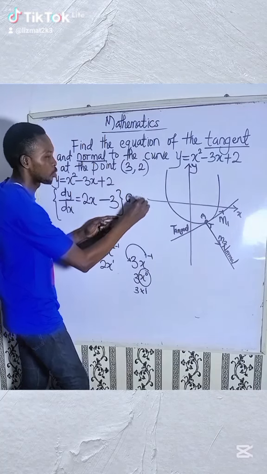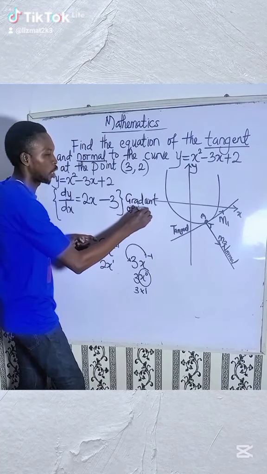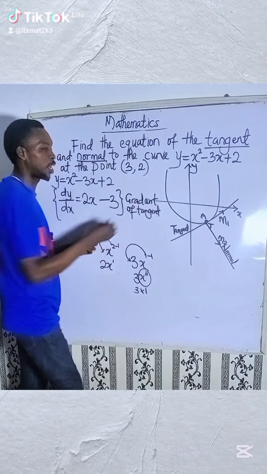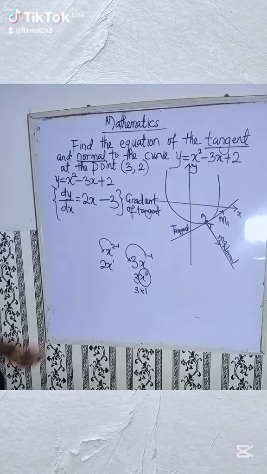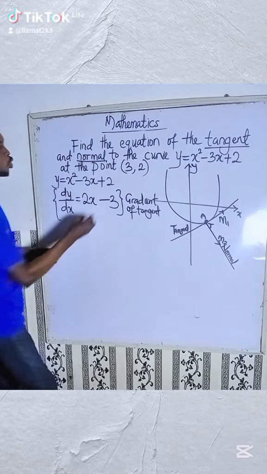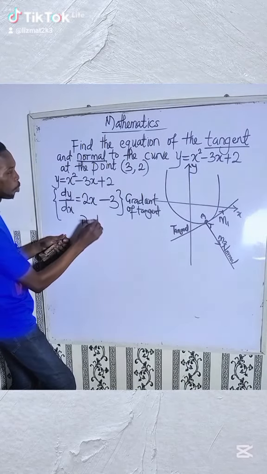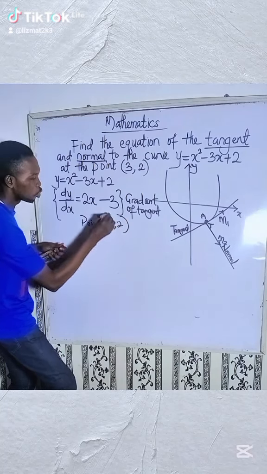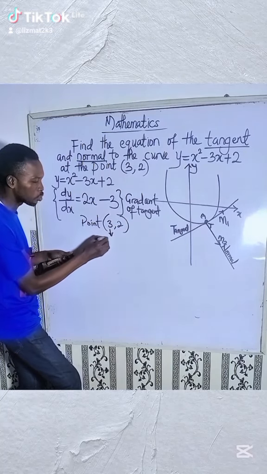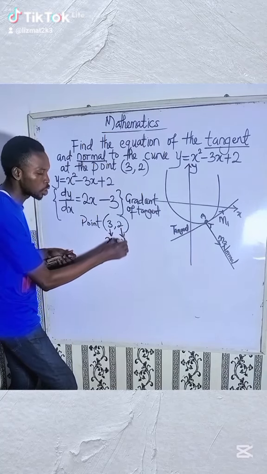Tangent. Gradient of tangent. So now that's step 1. You first find the gradient of the what? Of the tangent. Alright, so what is the next step now? The next step is if you check the question, you have been given point what? I'll be giving point 3 and what? 2. Alright, this 3 here it represents x1 and the 2 here represents what?